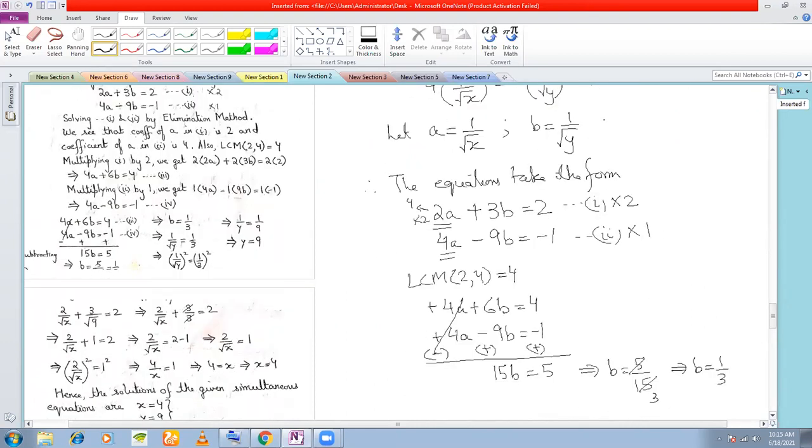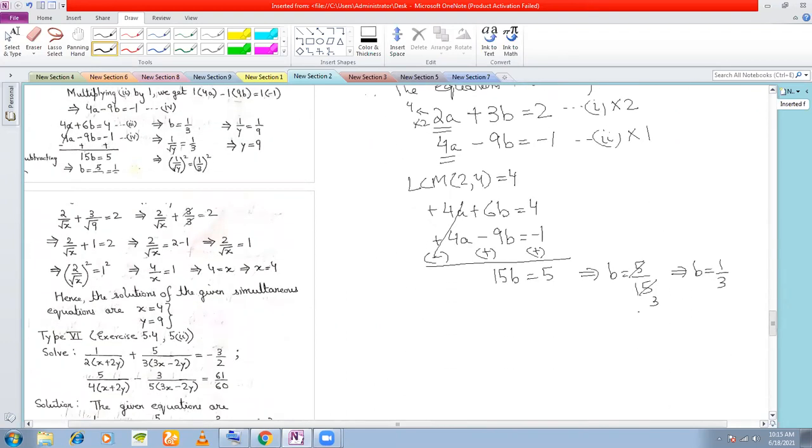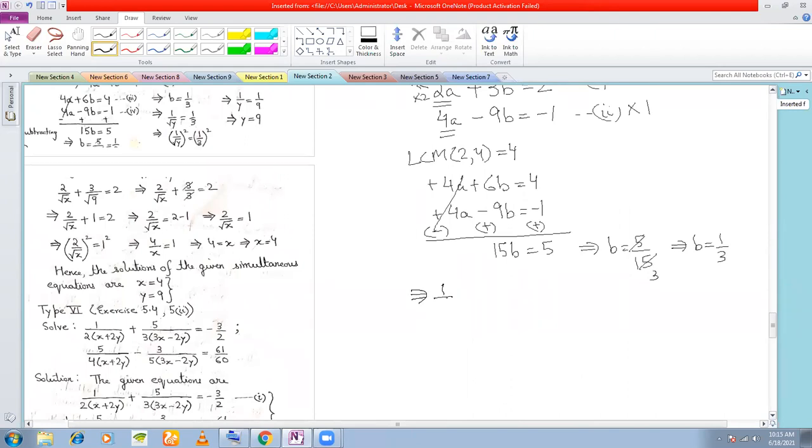Okay, so once you've got the value of b, what have we taken b as? 1 by root y. So b is 1 by root y. So 1 by root y is equal to 1 by 3. Now what do we do? In order to remove the radical, we square both sides. 1 by root y whole square is equal to 1 by 3 square. So what do we get? We get 1 by y is equal to 1 by 9. That means y is equal to 9.